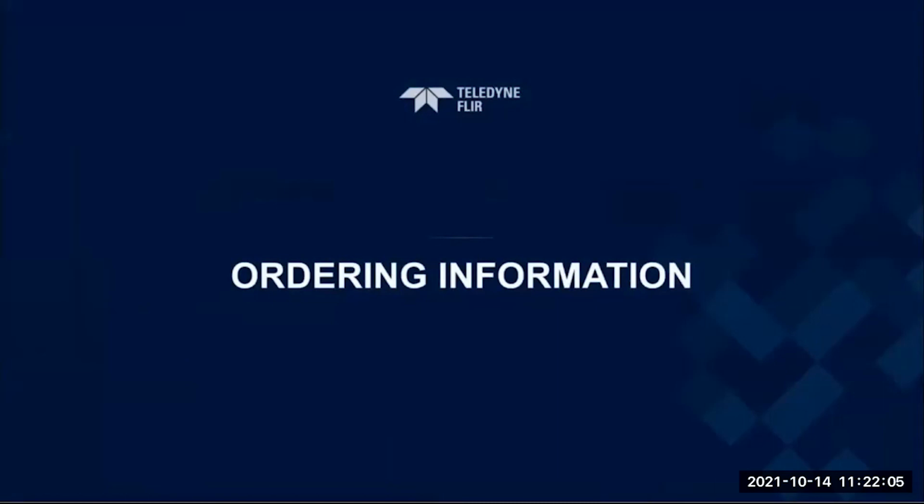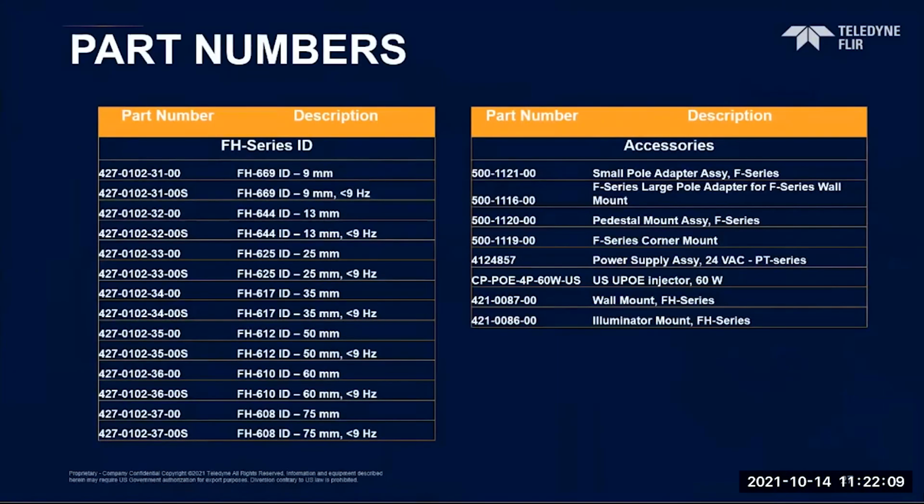So now let's talk a little bit about ordering information. All right, you can see on the left-hand side here are the part numbers. Now, the accessories listed here are mostly reused from the F series, except for a couple of the new ones, like the wall mount. All right, that had to be beefed up a little bit because this new camera has a bit of extra weight comparatively. And there's an illumination mount specifically for the FH series.